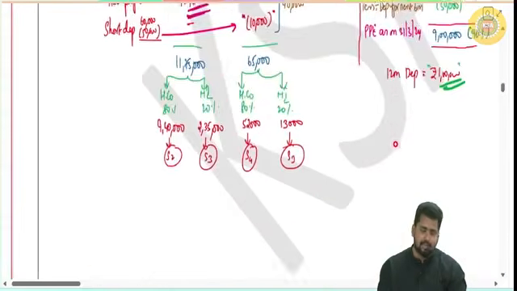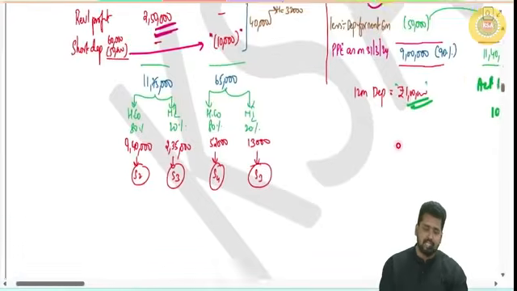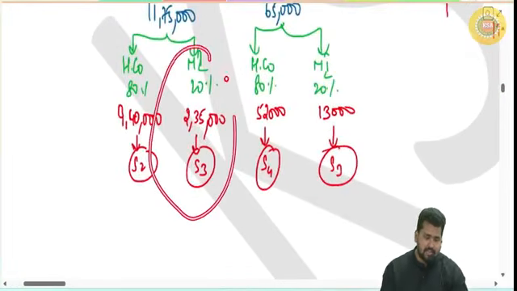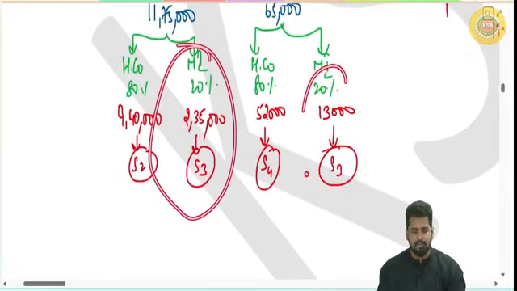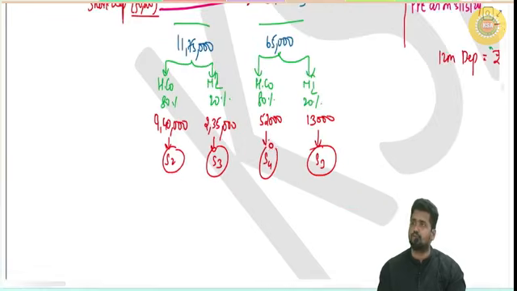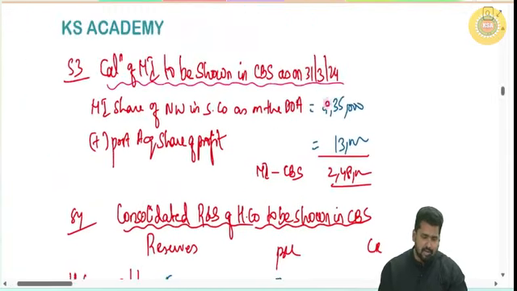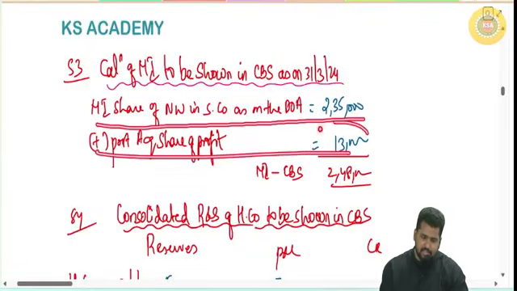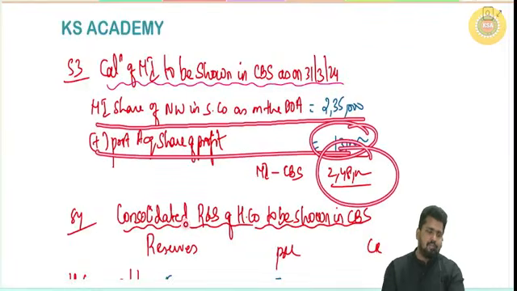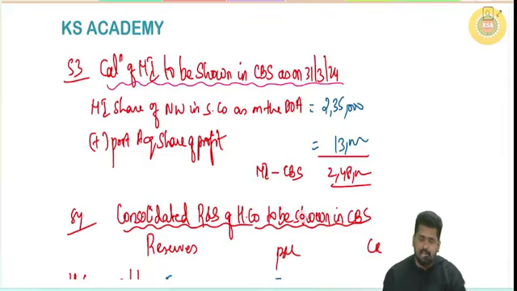Step 3 is the calculation of minority interest to be shown in the consolidated balance sheet. On the date of acquisition, what is their value? 235. Post acquisition, what is the profit? 13. So total comes to 248. So total minority interest comes to what? Minority interest share of net worth in subsidiary company 235, post acquisition 13. So the total comes to 2,48,000. This we have to show in the consolidated balance sheet.